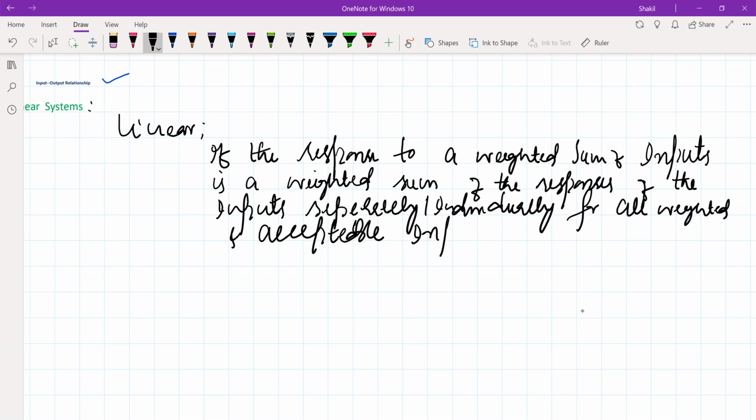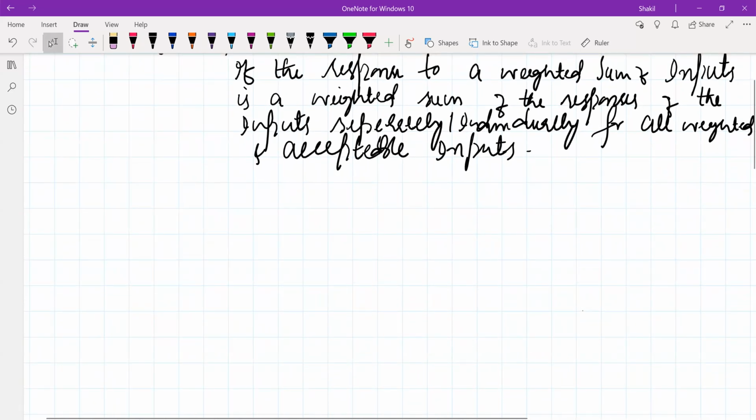Now, what do we mean by this linear system? A discrete time system is said to be linear if the response to a weighted sum of inputs is a weighted sum of the responses of the inputs separately or individually, for all weights and acceptable inputs. Now let's see mathematically what we mean by a linear system. This is by definition.